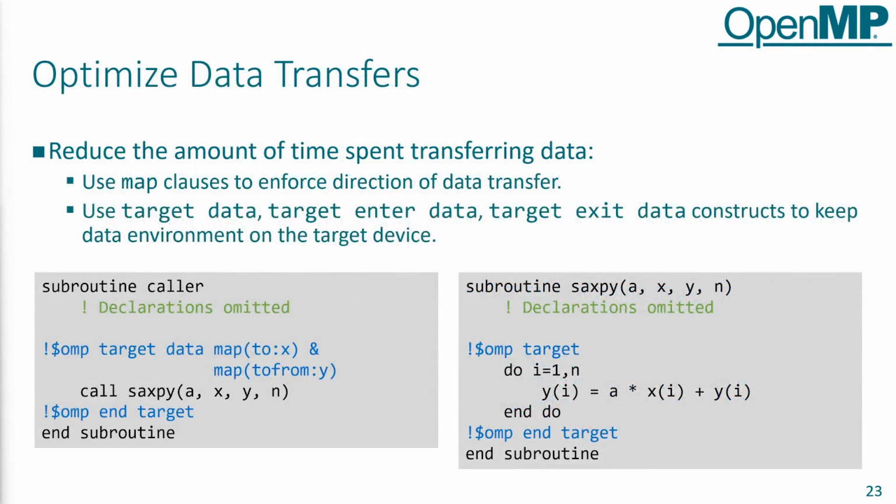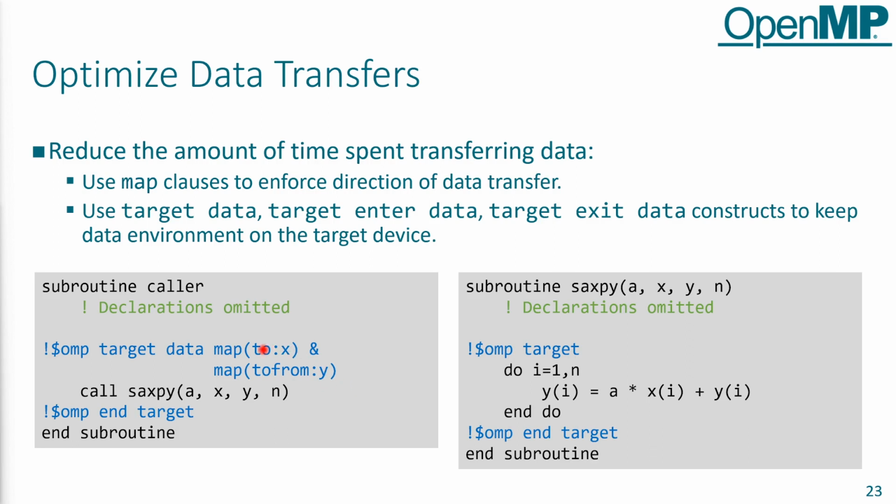Okay, and we can exploit that, right? So if we have a subroutine where we want to call SexB and we want to make sure that X and Y already exist on the device, then we can use a target data directive to explicitly map X and Y, pretty similar to what I was showing earlier.